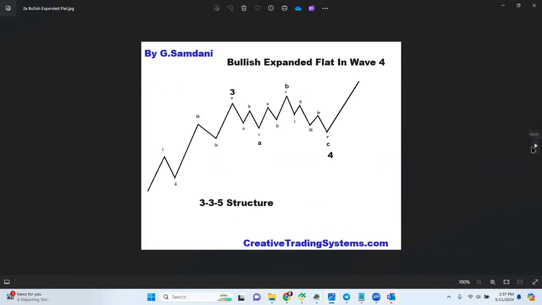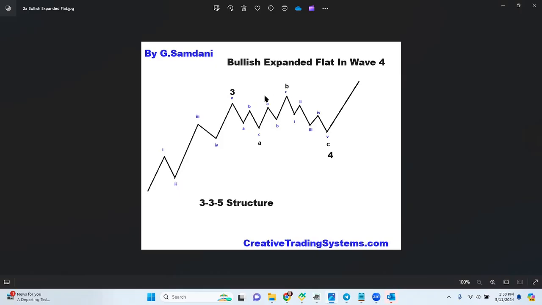Now the other one is the expanded flat correction, the second one, right? The expanded flat correction has a little bit of variation from the regular flat correction, as I should call it. And this is the expanded flat correction. The name suggests that it is expanding, right? So wave 3 ends here, and then you have wave A, then wave B, then wave C. Unlike the flat correction, where B is supposed to stay below wave 3, in this expanded flat, B is supposed to go above wave 3. That's the only variation between this and the regular flat.